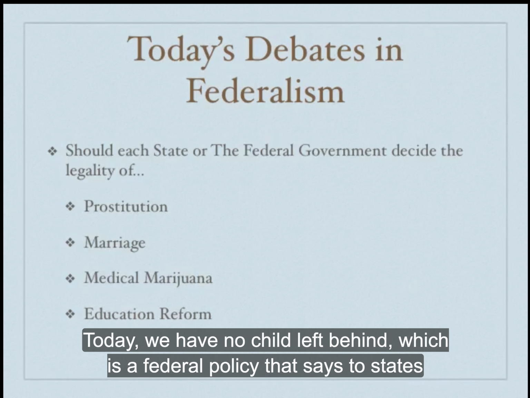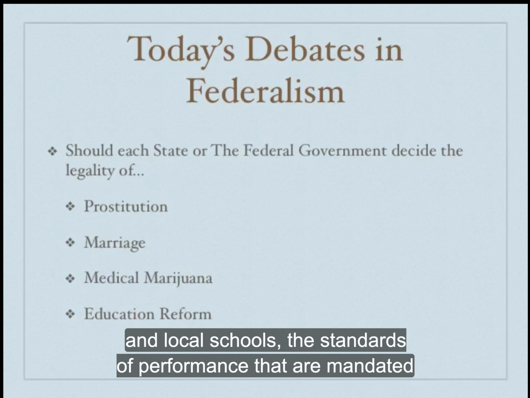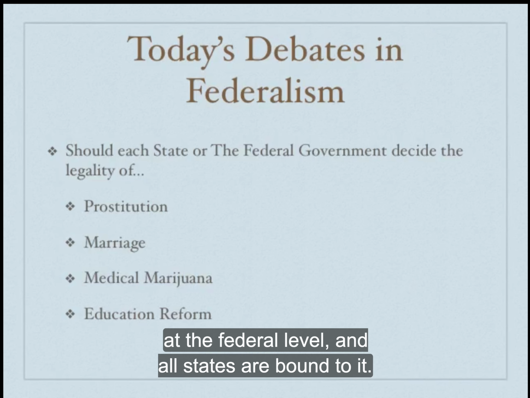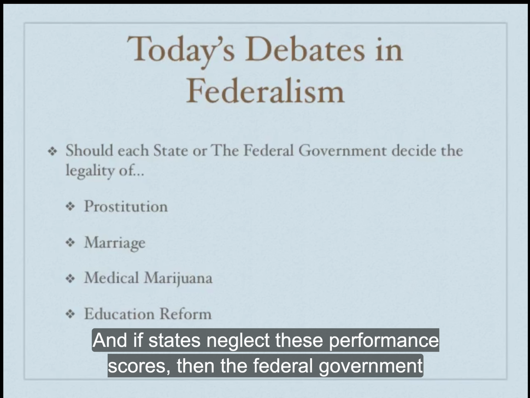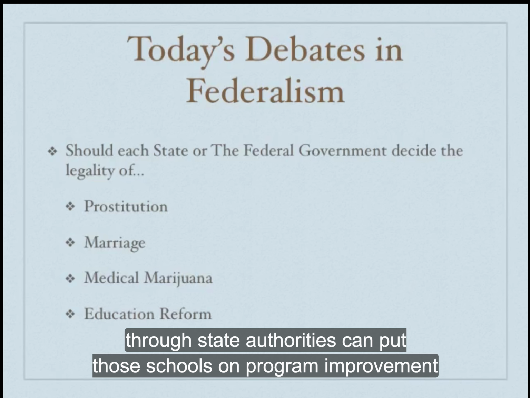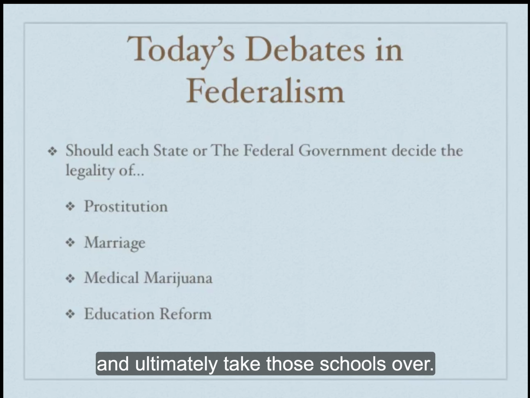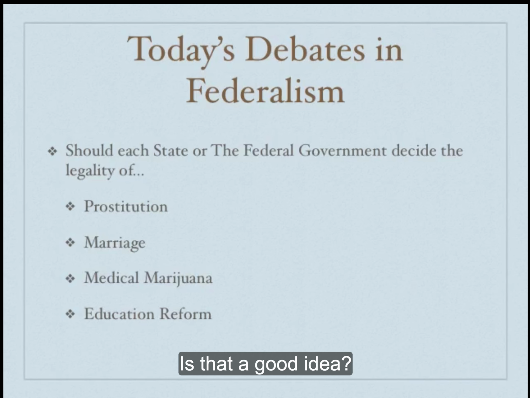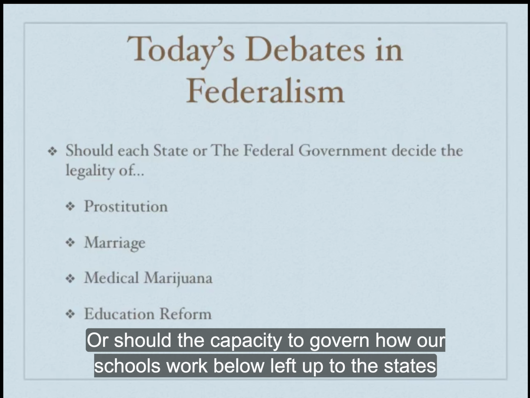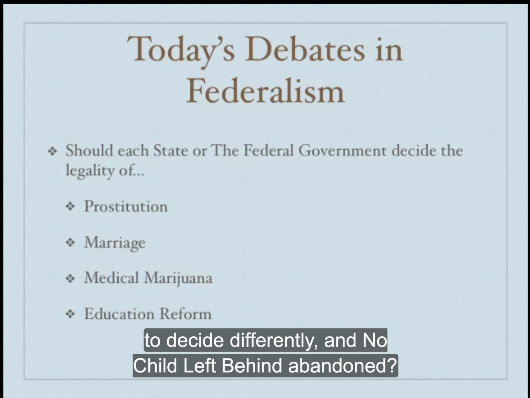Today we have No Child Left Behind, which is a federal policy that says to states and local schools the standards of performance that are mandated at the federal level, and all states are bound to it. And if states neglect these performance scores, then the federal government, through state authorities, can put those schools on program improvement and ultimately take those schools over. Is that a good idea? Or should the capacity to govern how our schools work be left up to the states to decide differently, and No Child Left Behind abandoned?